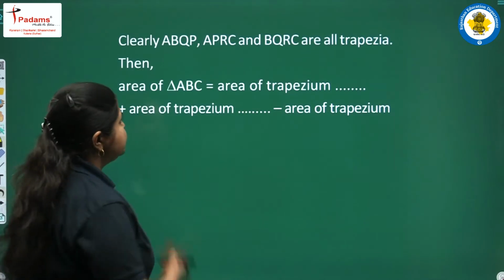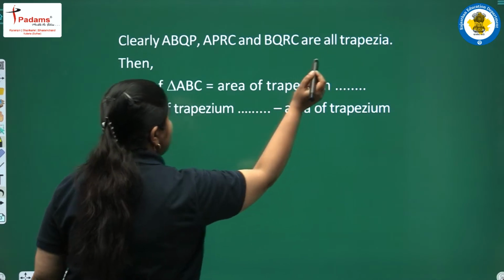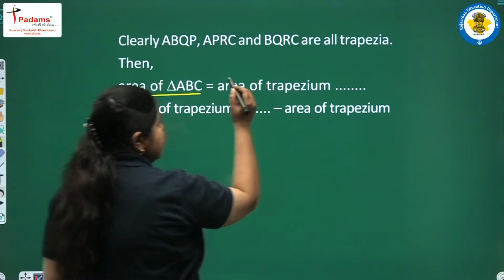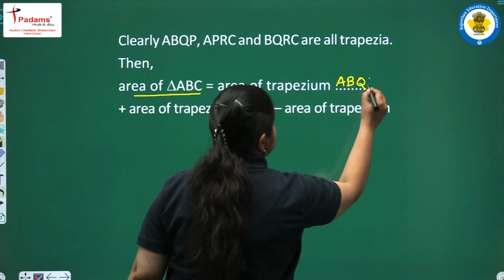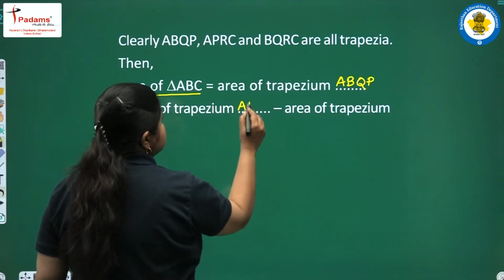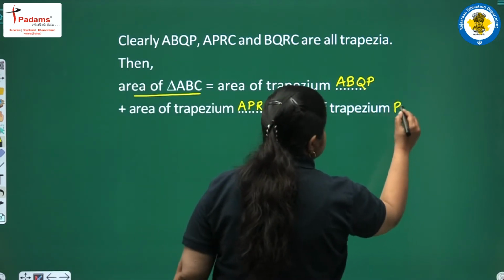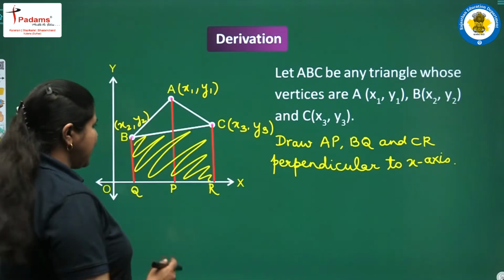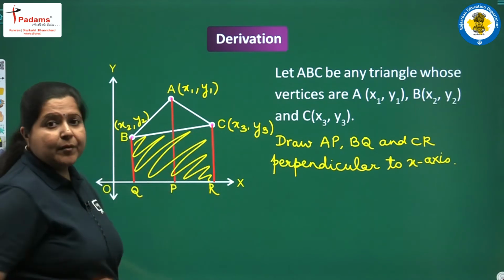We write it here. Clearly ABQP, APRC and BQRC are all trapezia, and then the area of the triangle ABC will be given by area of trapezium ABQP plus area of trapezium APRC minus area of trapezium BQRC. बात समझ में आ रही है? पहले हम इस फर्स्ट एरिया को ऐड अप करेंगे इस एरिया से, और फिर ये शेडेड एरिया माइनस करेंगे.